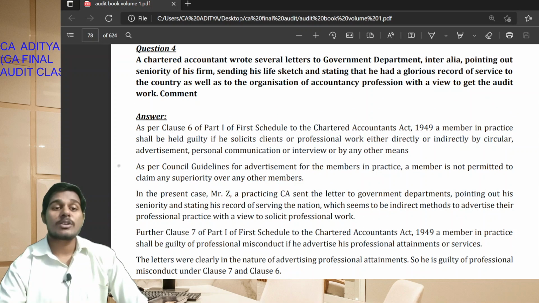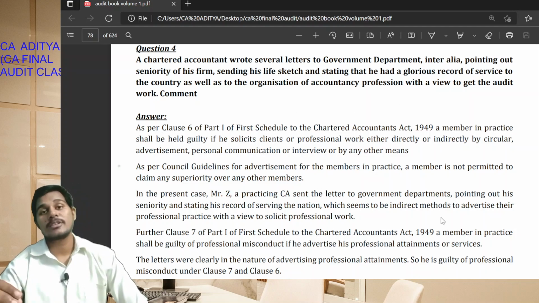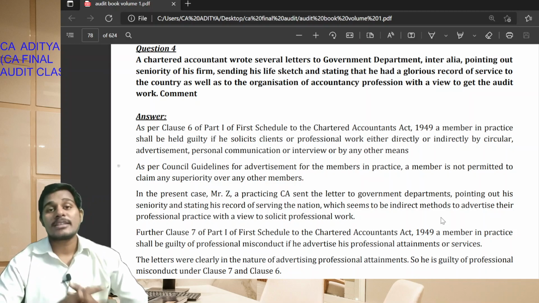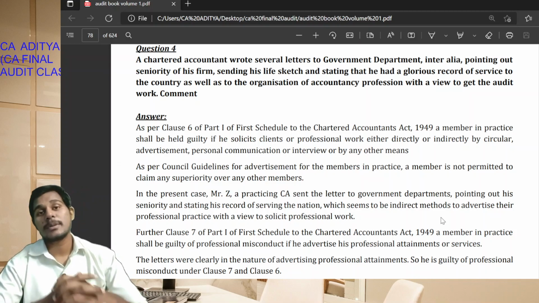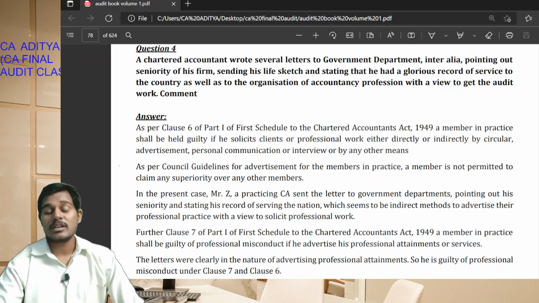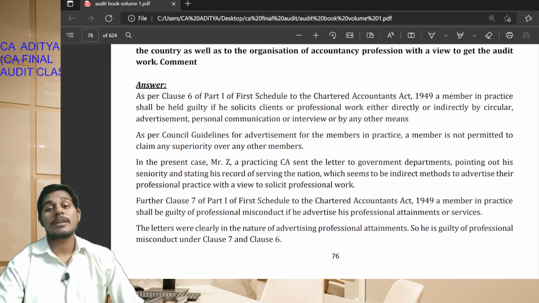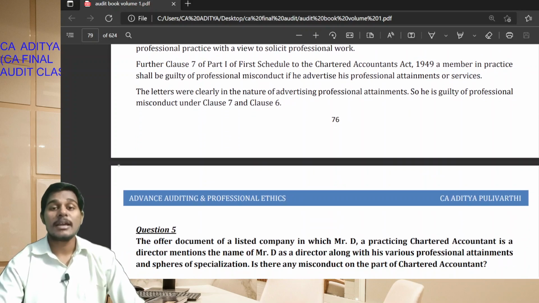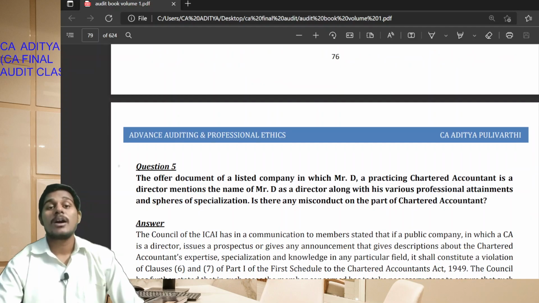A chartered accountant wrote several letters to the government department, inter alia pointing out the seniority of his firm and stating that he has a glorious record. As per clause 6 of the Chartered Accountants Act, he should not solicit either directly or indirectly by circular, advertisement, personal communication, interview or any other means. And as per clause 7, he should not advertise his professional attainments or any other documents. In the present case, he is showing his professional attainments and is also soliciting for the purpose of audit.